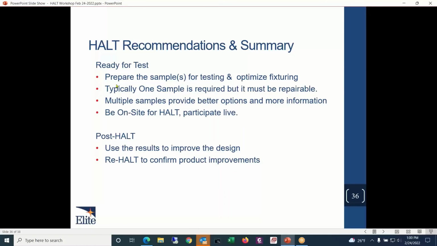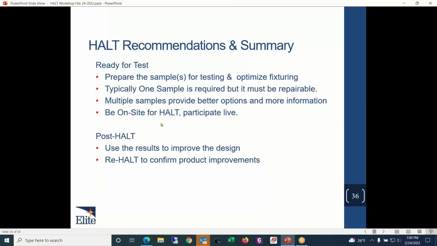So finishing up over here, some final recommendations. Again, prepare your samples for testing, optimize your fixturing. Generally, we need 1 sample to provide the HALT data. It's better to have more. I mean, certainly in some cases where the sample is kind of a one-of-a-kind product, it's an expensive product, you might only have 1 sample, but you need to have the ability to remedy any sort of errors that you see on the product.